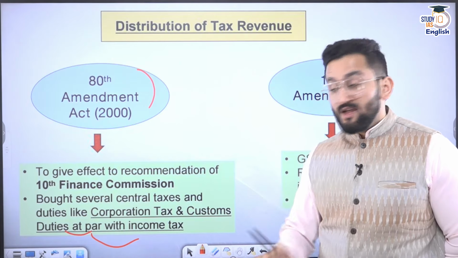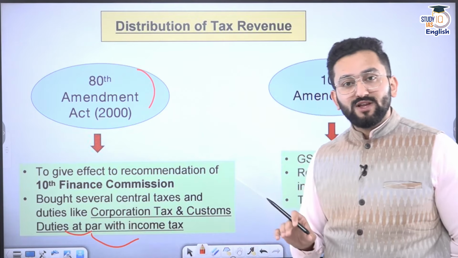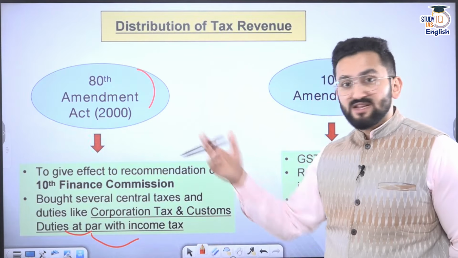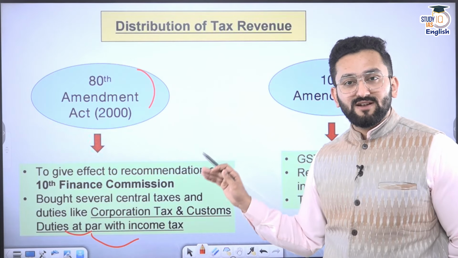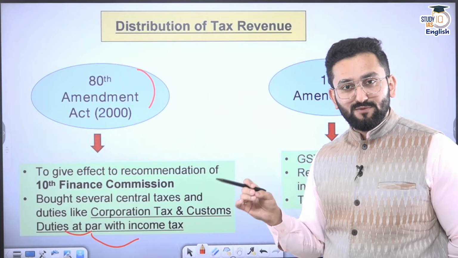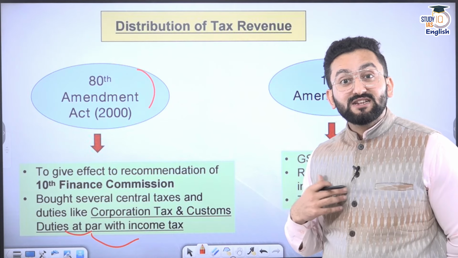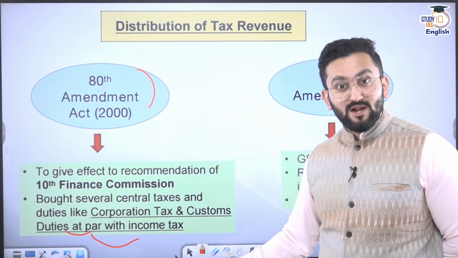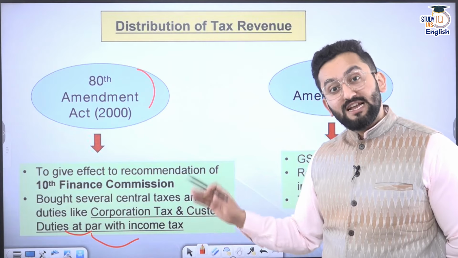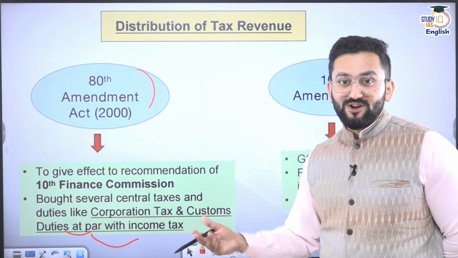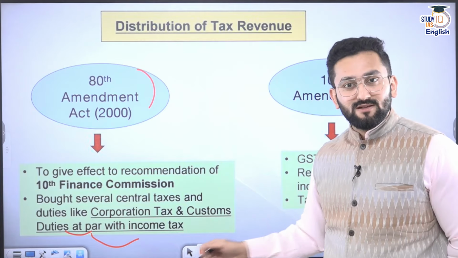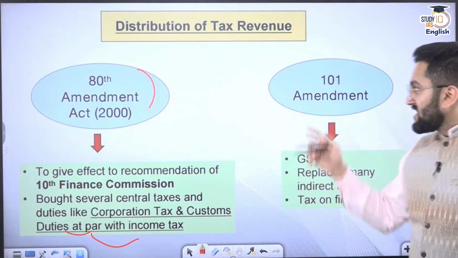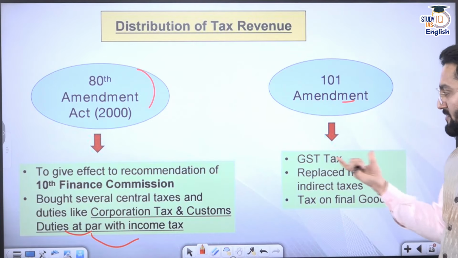Now, with respect to corporation tax and customs duties, the same is going to be done. That was the provision of this 18th Constitutional Amendment Act. It means states are now going to get a share from corporation tax and customs duties as well. These are taxes which are levied and collected by the center but distributed with states after this amendment. I hope it is clear now. Now, moving to the next amendment, the most popular one, the 101st Amendment. We are talking about GST.